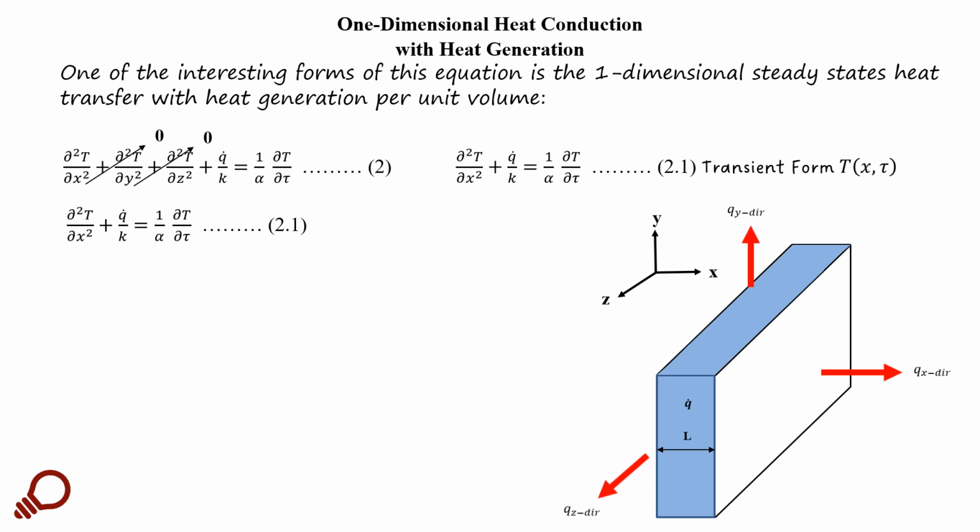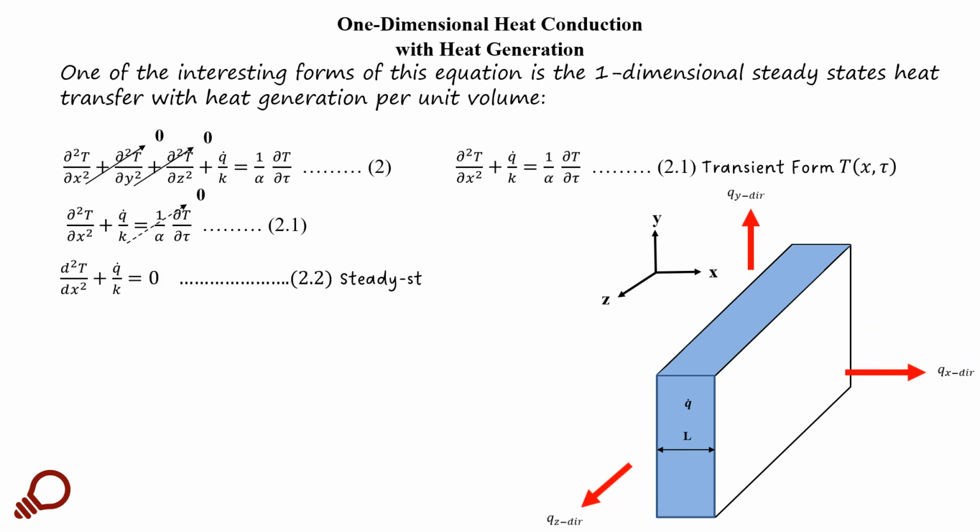This form of equation is a general form and can be used even for the case where there is no heat generation. For steady state, the right-hand side will go to zero, that is, the temperature doesn't change with time, so partial T with respect to tau is equal to zero. The final form will be d squared T by dx squared plus q dot divided by k equals zero. This is the general form for steady state conduction heat transfer with heat generation.